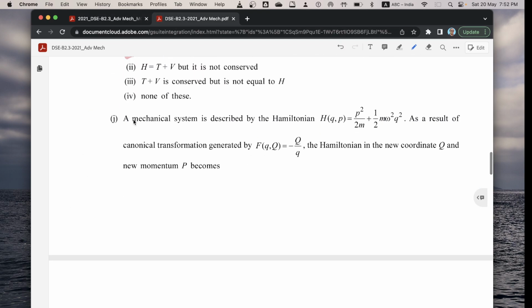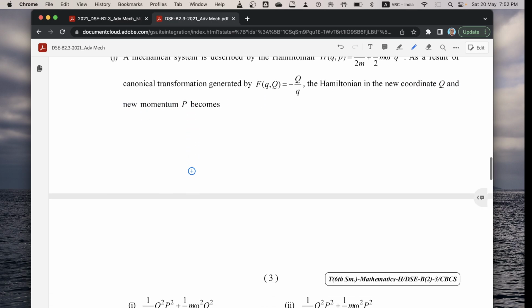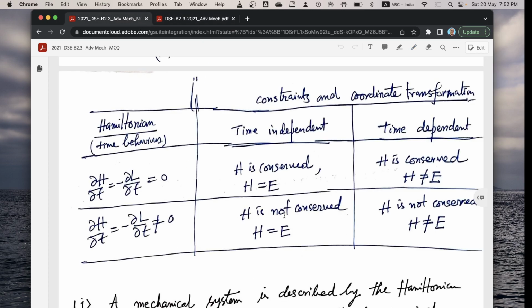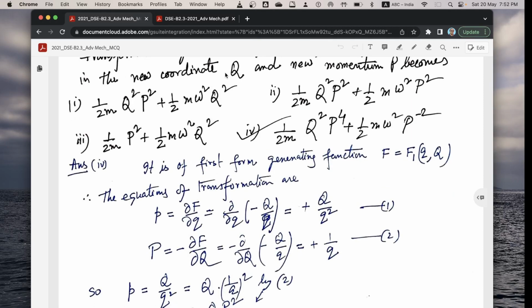Last question J. A mechanical system is described by the Hamiltonian H given here. As a result of a canonical transformation generated by F, capital Q equals minus capital Q by small q. The Hamiltonian in the new coordinate capital Q and new momentum capital P becomes option 1, 2, 3, 4. Here, the correct option is 4.